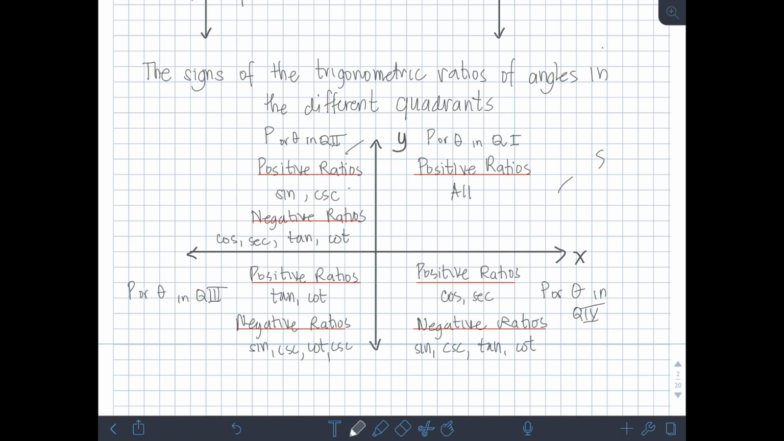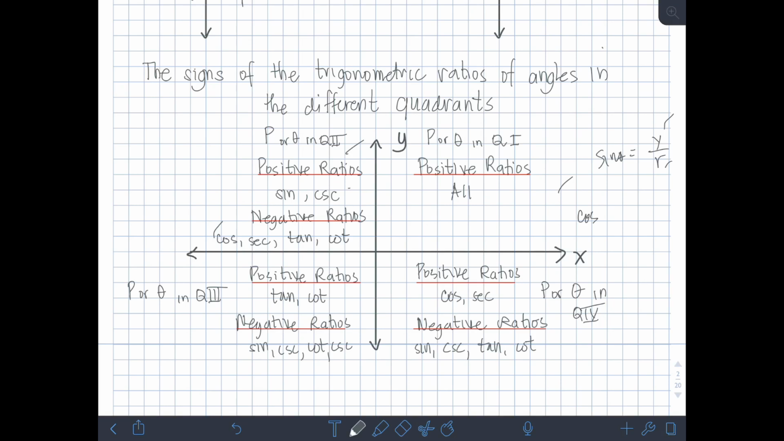Kasi, 'di ba yung sin theta is y over r. 'Di ba yung y natin dito sa second quadrant is positive. So therefore, positive tong sin theta since yung r natin is always positive, right? Tsaka yung cosecant kasi reciprocal lang siya nito. Same as ito sa negative ratios, this time, 4. Yung cos theta, secant theta, tan theta, at cot theta.